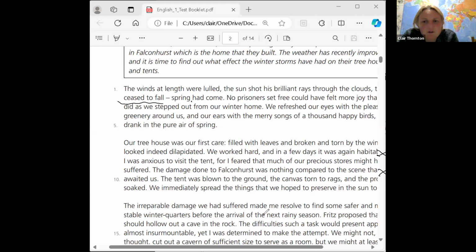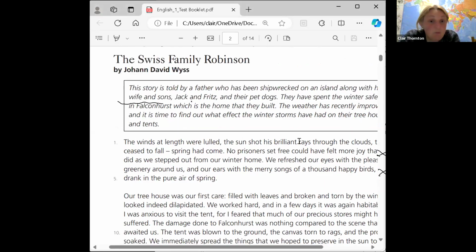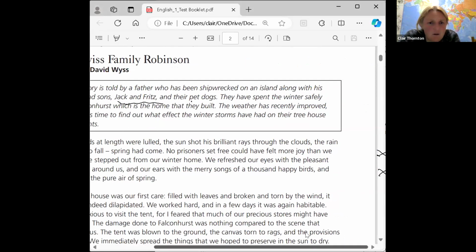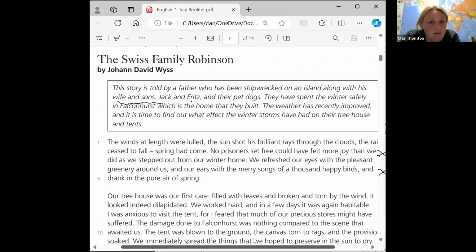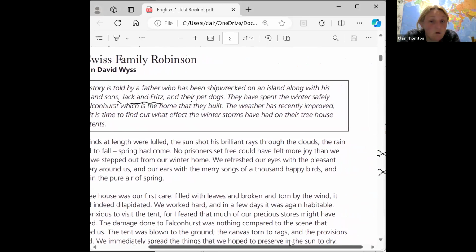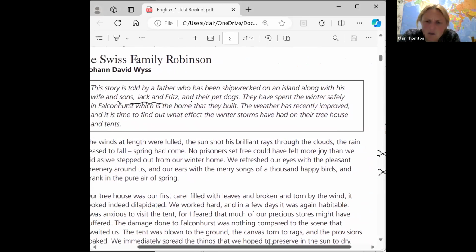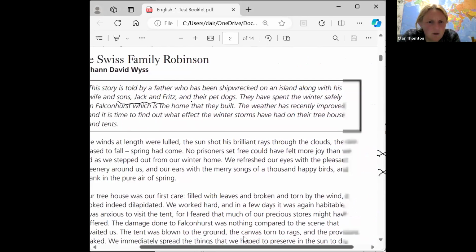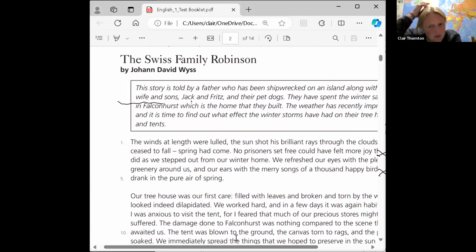The family had found themselves on an island surrounded by water. Well, let's have a look. Have they found themselves on an island surrounded by water? They have been shipwrecked, okay, but they've been there a while. The reason we know is they have spent the winter safely in Falconhurst, which is a home that they built. So it's unlikely the family have just suddenly found themselves on an island surrounded by water. That wouldn't make any sense. So let's go to our two options. The heavy rain had recently stopped.